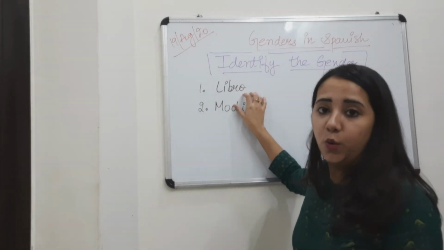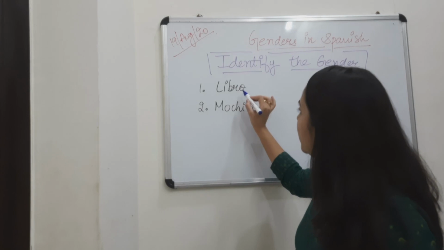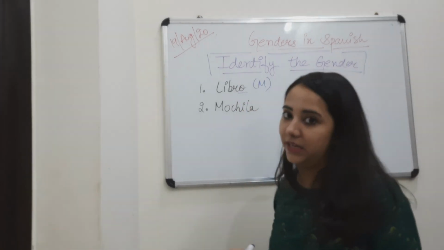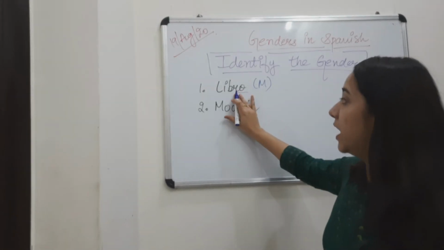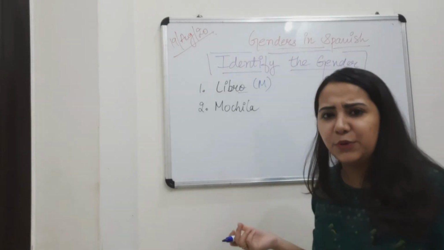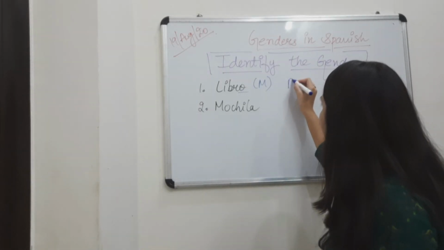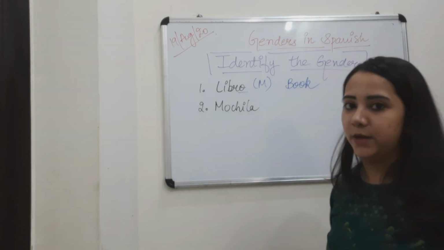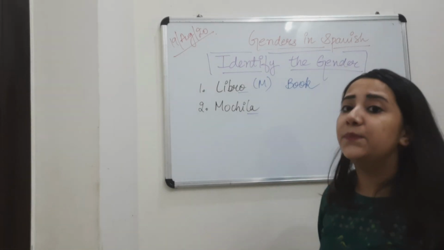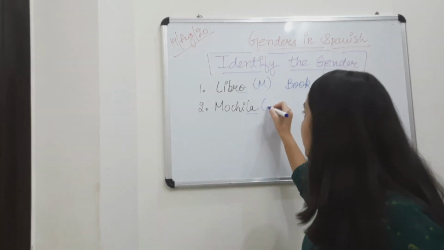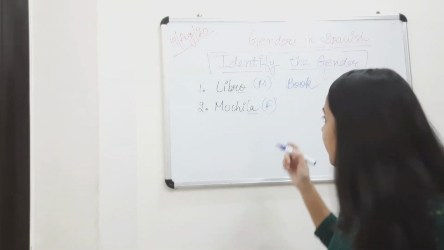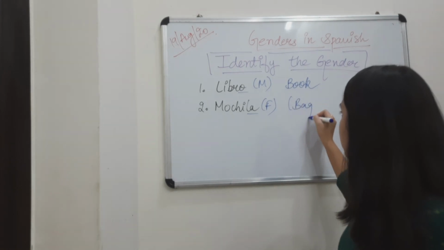Libro is ending with an o, so that means it is masculino. I'll write down M in the bracket. And I also have to identify the meaning. What is libro? Libro means book, so you will write down book here. Now mochila. Mochila is ending with an a, so that is a feminine one. Now what is the meaning of mochila? Mochila is bag.